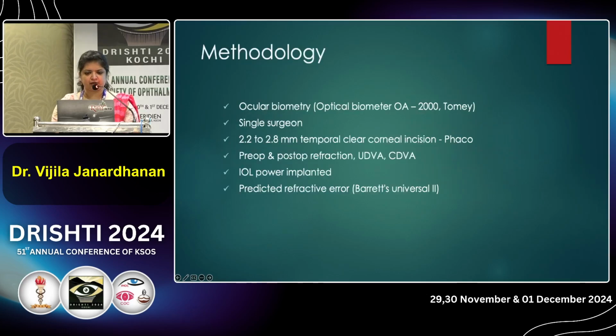Methodology: ocular biometry was performed using the optical biometer OA-2000 TOMEY, and the surgeries were performed by a single surgeon with a 2.2 to 2.8 mm temporal clear corneal incision by phacoemulsification. The pre-op and post-op refraction, IOL power implanted, and predicted refractive error for Barrett's Universal 2 formula were noted.